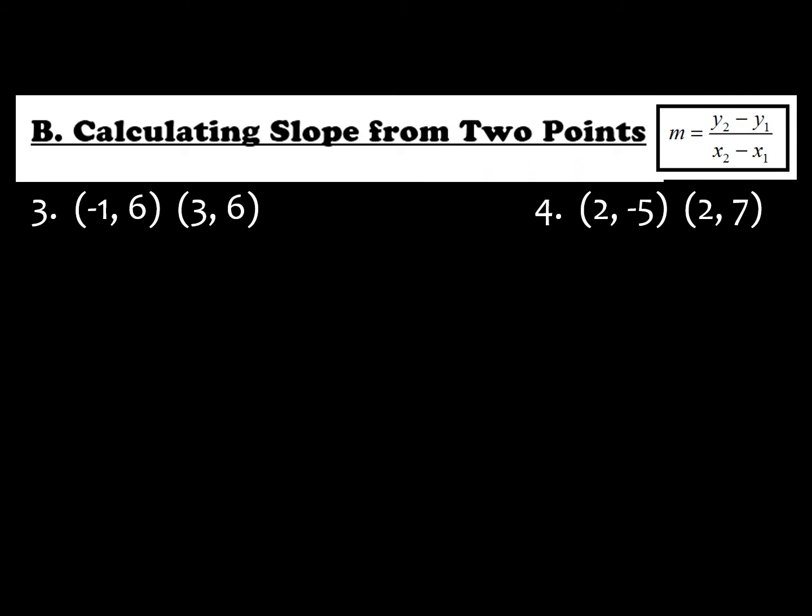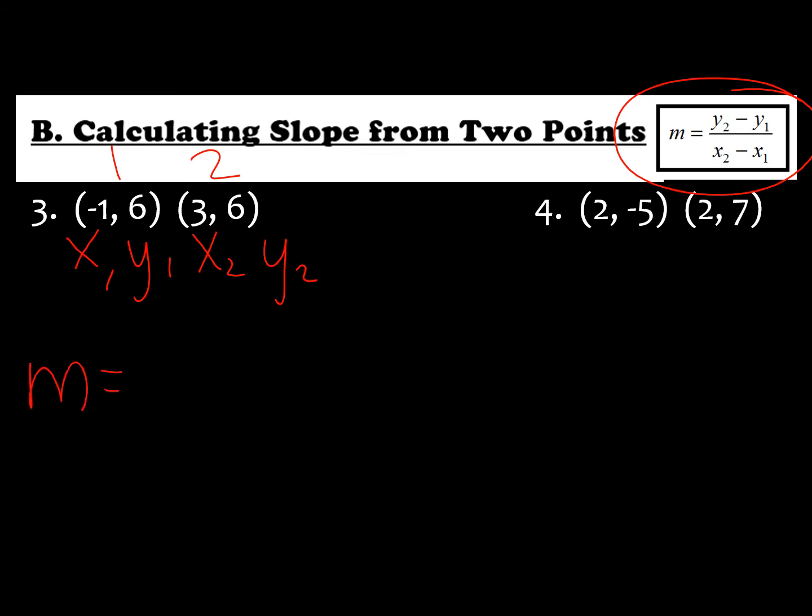Okay, you might want to pause the video now and see if you can do this yourself. But I'm going to go ahead and go through this pretty quickly since I kind of already explained it on the other slide. But again, I want to use this equation and I want to label my ordered pairs. So x1, y1, x2, y2. So again, this is point 1, point 2, and that's the x, that's the y, that's the x, that's the y. So my slope is y2, which I said was 6, minus y1, which is 6, over x2, which is 3, minus x1, which is negative 1.